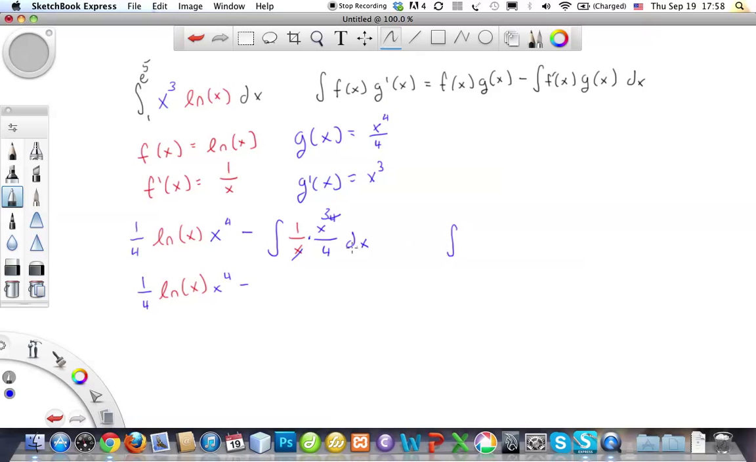so we're going to have the integral, and I'll just rewrite it over here. We're going to have the integral of x to the third over 4 dx, which, when we take this integral, is going to equal x to the fourth over 4 times 1 over 4. Okay, so we're going to get 1 over 16 times x to the fourth. Now we want all this evaluated. We can't forget, we need it all evaluated from 1 to e to the 5th power.